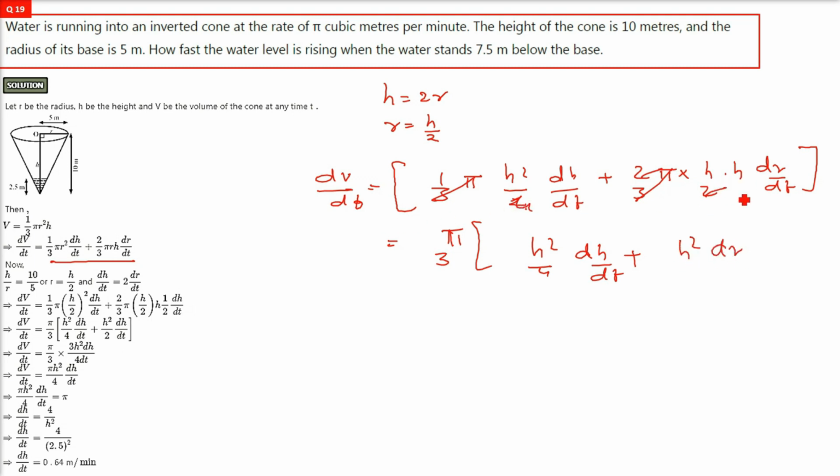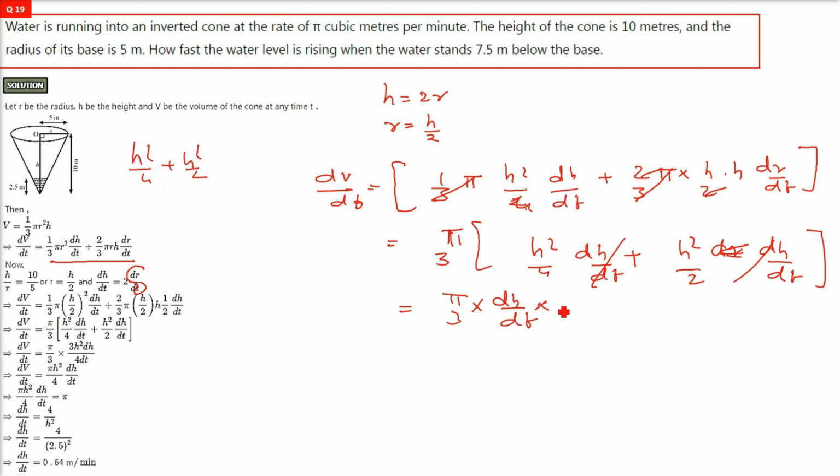So now this is already being done. So we have replaced r as h by 2, and since h is twice of r, you can have dh by dt as twice of dr by dt. Now you can replace this. Okay, so you can take this pi by 3 outside. dh by dt also you can take outside. So you have h square by 4 plus h square by 2 inside. So you have 1 by 2 plus 1 by 4. So you can take 1 by 2 common, and you have 2 plus 1 by 2. So this is 3 by 4.